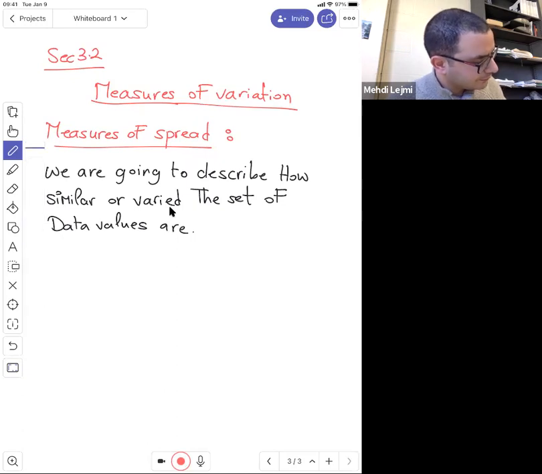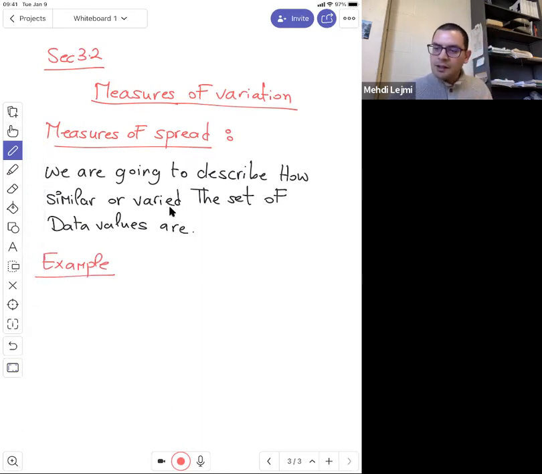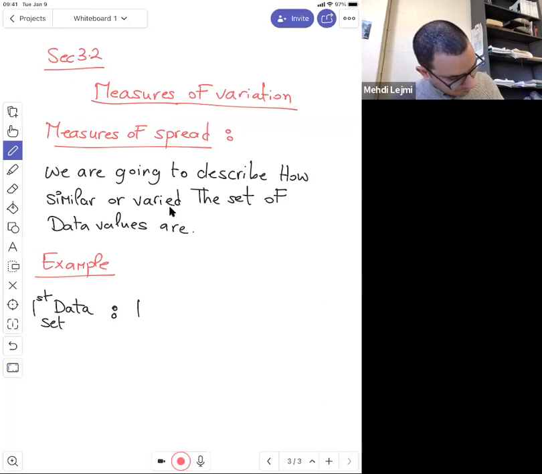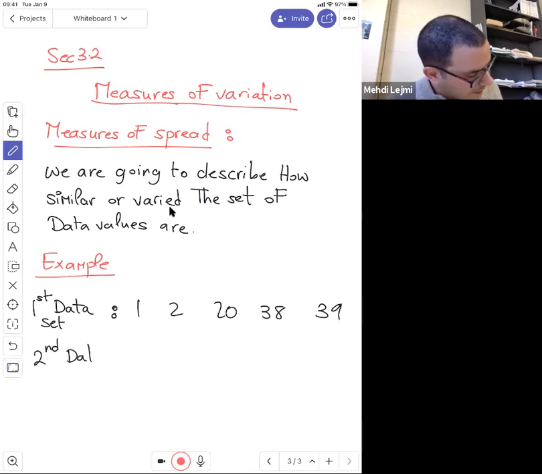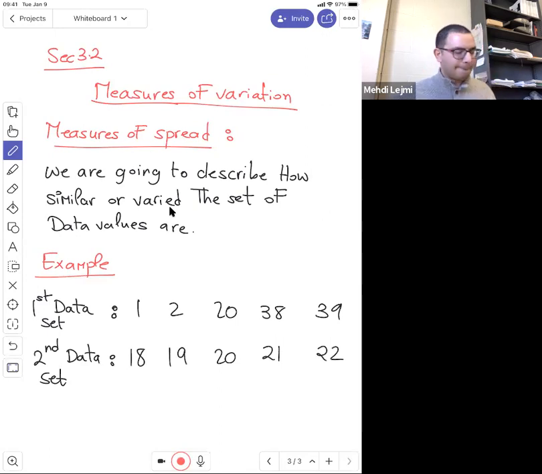For example, let's say we have a first data set with five numbers: 1, 2, 20, 38, and 39. And I'm going to take a second data set, again five numbers. This time I'm going to have 18, 19, 20, 21, and 22.